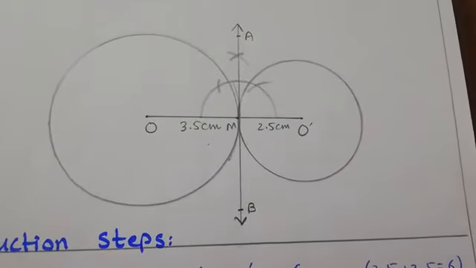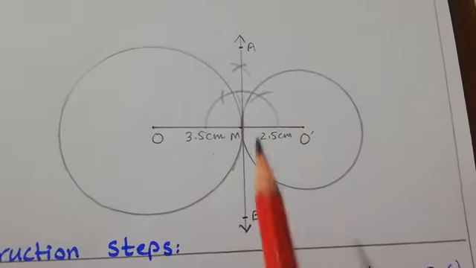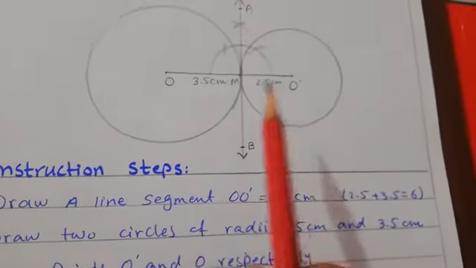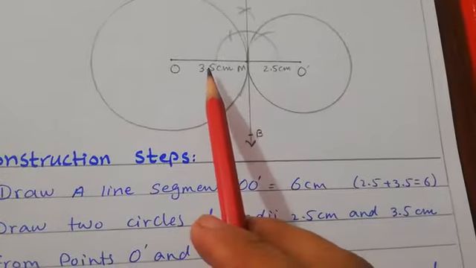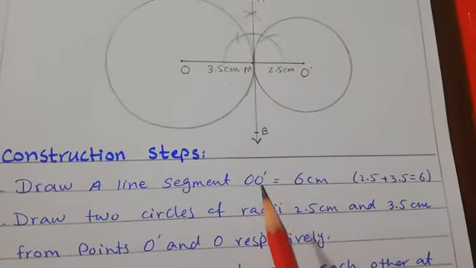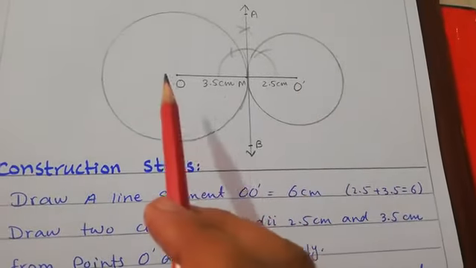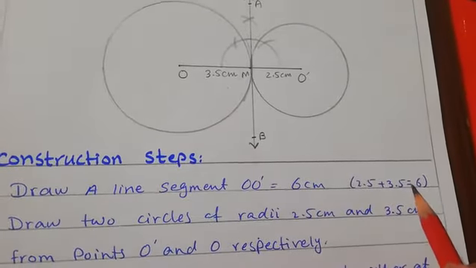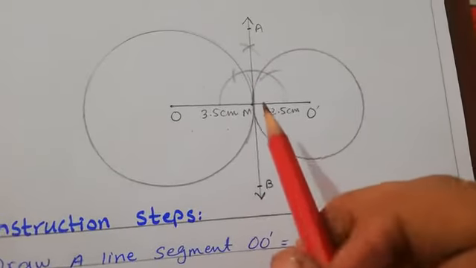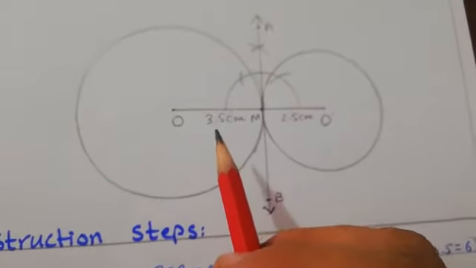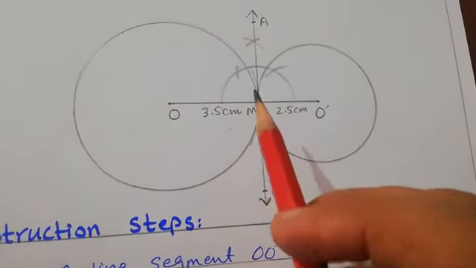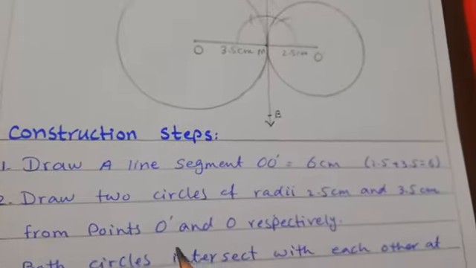Now my dear students, first we will check the sum of their radii, 2.5 and 3.5. So first of all we will add and we will draw a line segment OO prime of 6 centimeter, because the sum of their radii is 6. So we will draw, and after that we will draw the circles of 2.5 centimeter and 3.5 centimeter, both circles which touch each other, okay.